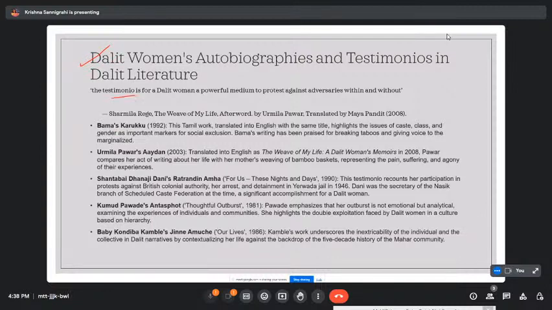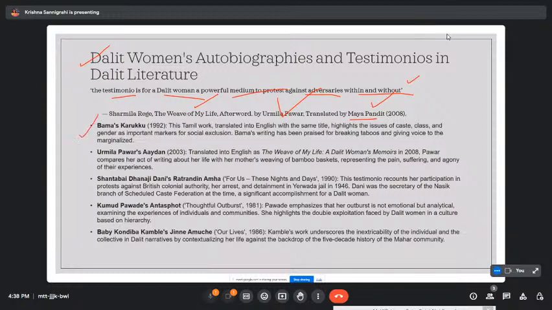The testimonial is for Dalit women a powerful medium to protest against adversaries within and without. Sharmila Rege has written the afterword to The Weave of My Life, Urmila Pawar's book, which, as I said, was translated by Dr. Maya Pandit, who is from Kolhapur and has taught in various eminent universities like EFLU, Hyderabad.